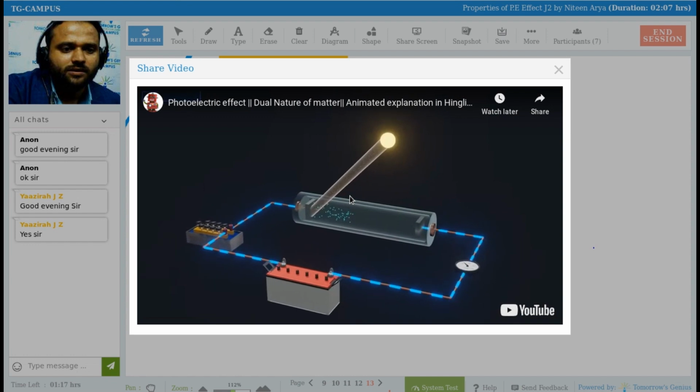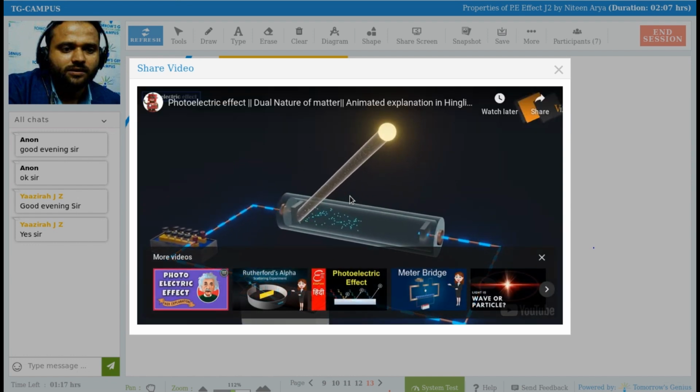Is this visible to you guys? Clear now, everyone? It may be in Hindi, so you can turn on the subtitles. Annotations, yeah, annotations.